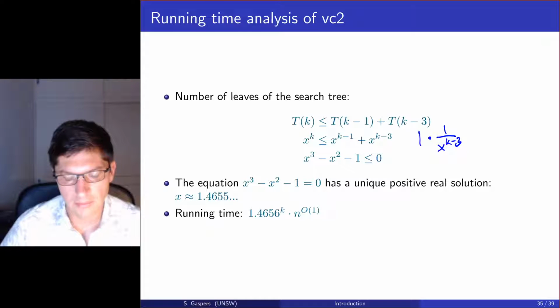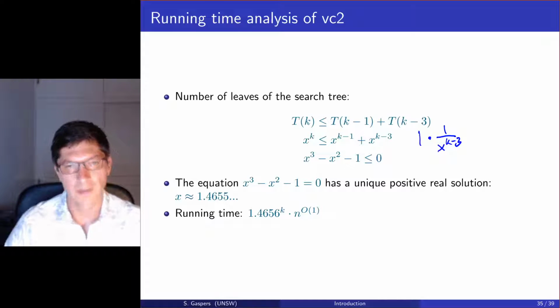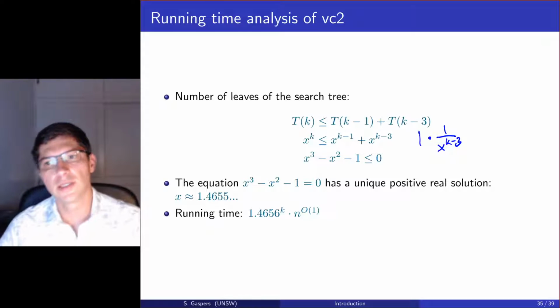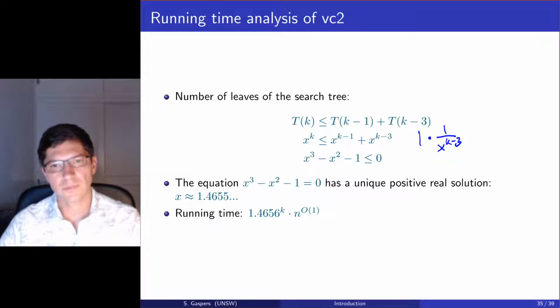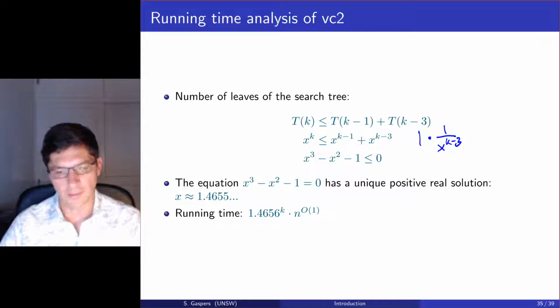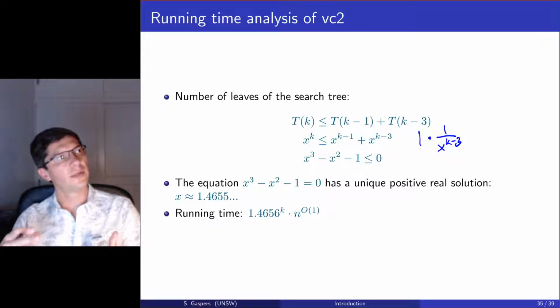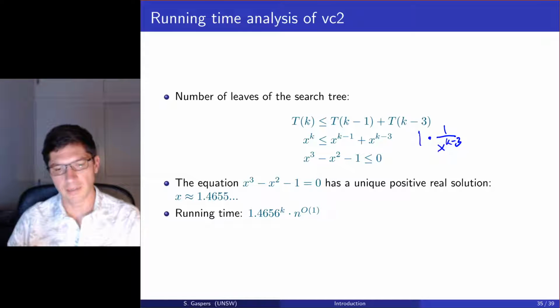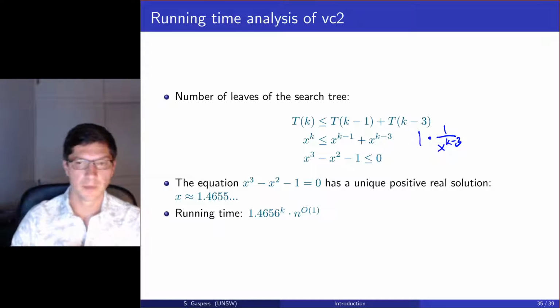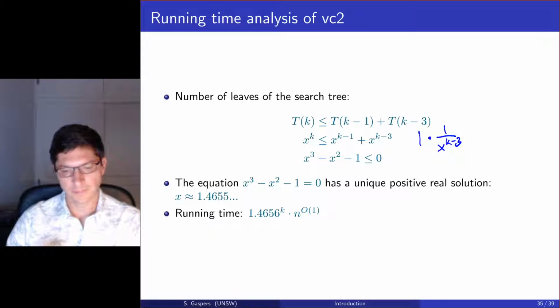And now we can solve this equation that we get. So we get x cubed minus x squared minus 1 is equal to 0. So that equation has a unique positive real solution, which is roughly 1.4655. And then our number of leaves of the search tree is now upper bounded by x to the power k. So that means that the number of vertices of the search tree is also upper bounded by a function of this.